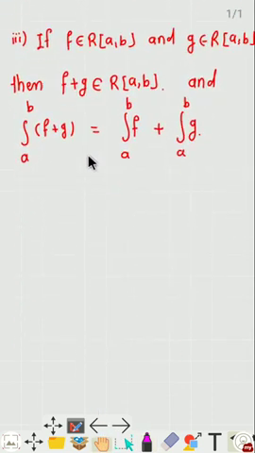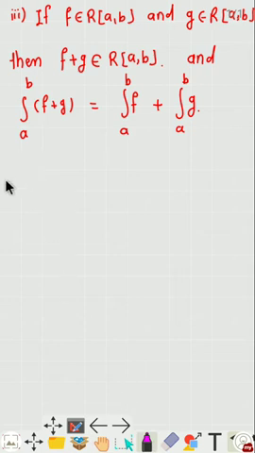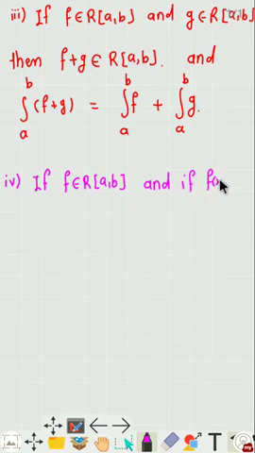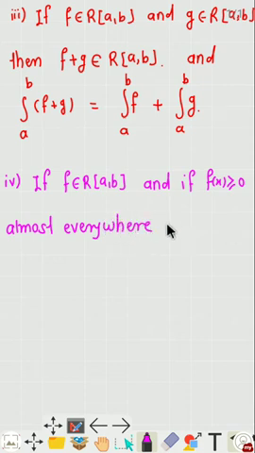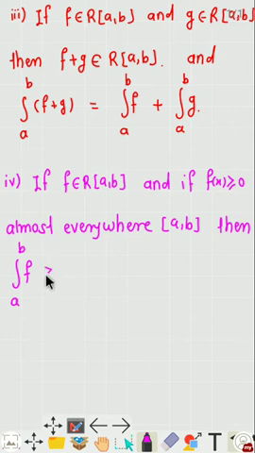So this is our third property of Riemann integration. Now let us go to the fourth property. The fourth property is: if f is a Riemann integrable function on closed interval [a, b] and if f of x is greater than or equal to 0 almost everywhere on closed interval [a, b], then the integration over a to b of the function f is greater than or equal to 0.